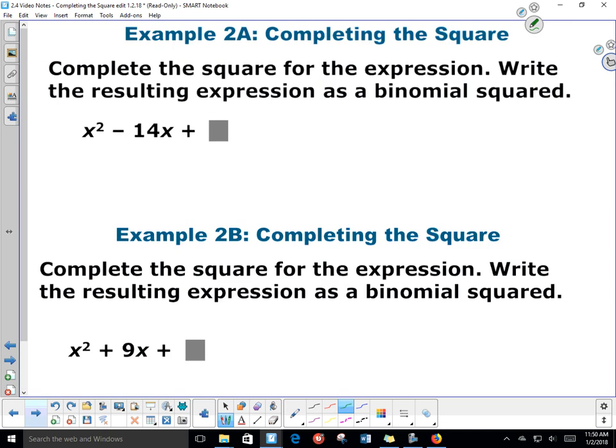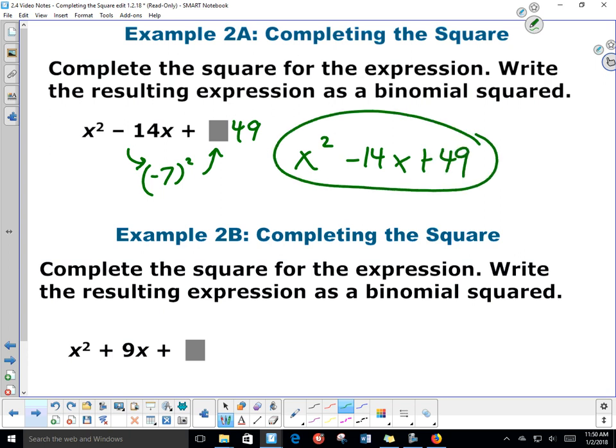All right. So let's take a look at this example. Complete the square for the expression. Write the resulting expression as a binomial squared. So x squared minus 14x plus what would make a perfect square trinomial? Take half of the negative 14, that's negative 7, and then square that, and that gives you 49. So this one should be x squared minus 14x plus 49 to make a perfect square trinomial.